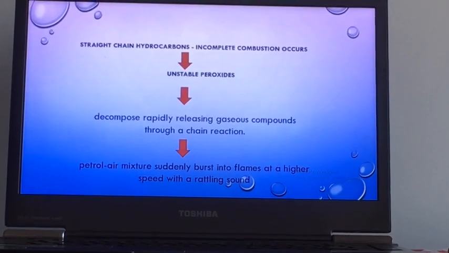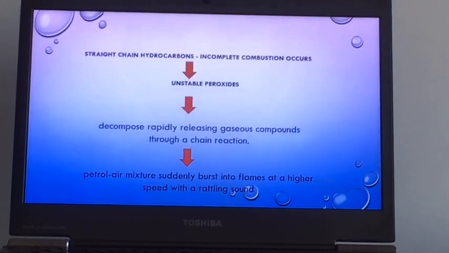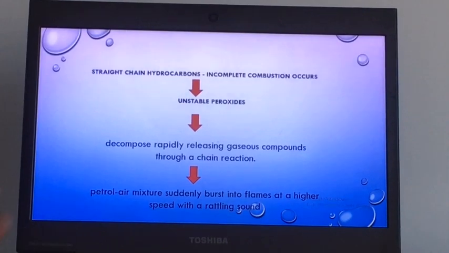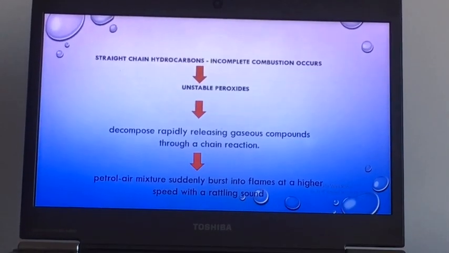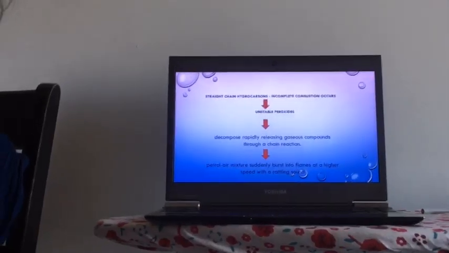So what do you mean by this rattling sound? Rattling sound means it is the sound, for example, the sound that is formed when the dishes are unloaded from a dishwasher. The sound that is produced is called a rattling sound. A similar sound will be produced from the IC engine, and this sound is referred to as knocking.